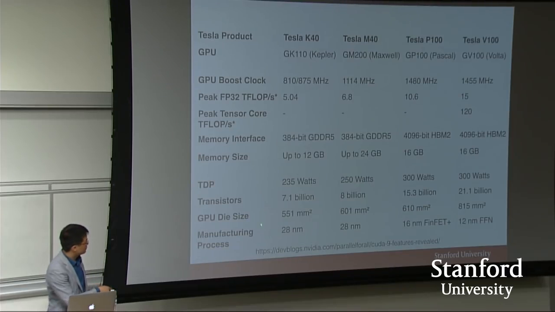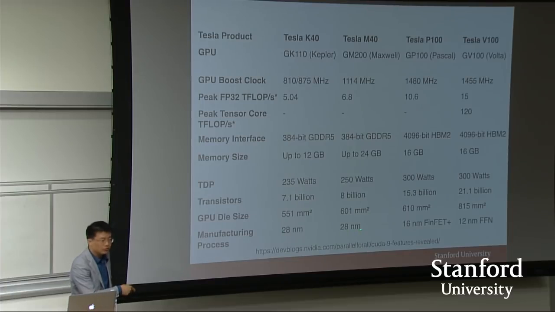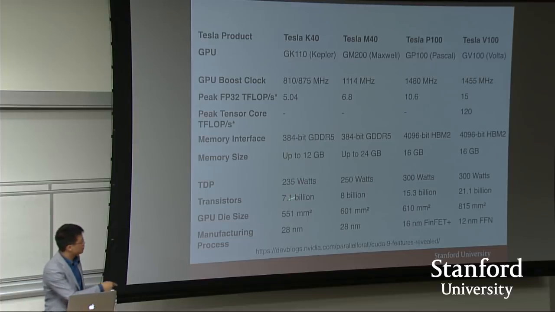And the memory size actually didn't increase by too much, and the power consumption is also remaining roughly the same. But given the increase of the computation, you can fit them in the fixed power envelope. That's still an exciting thing. And the manufacturing process is also improving from 28 nanometer, 16 nanometer, all the way to 12 nanometer. And the chip area is also increasing to 800 millimeter square. That's really huge.